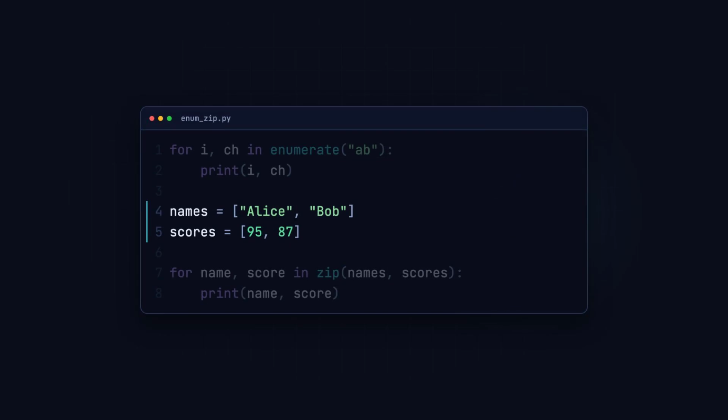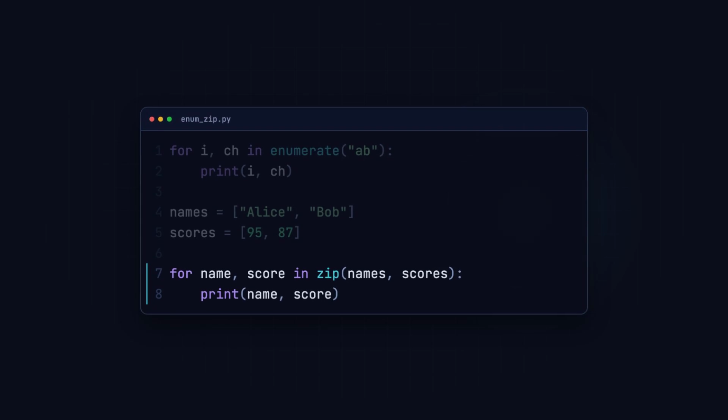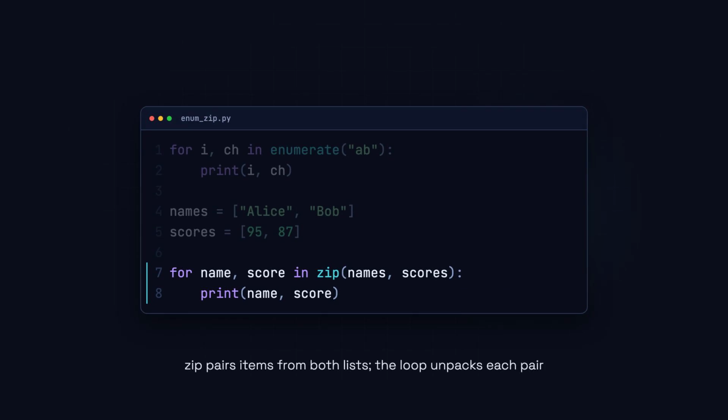Next we have two lists. names holds Alice and Bob, and scores holds their test results. We want to print each person alongside their score without manually tracking an index. zip of names and scores ties the two lists together like a zipper. Each iteration gives us one name and its matching score, side by side, until the shorter list runs out.